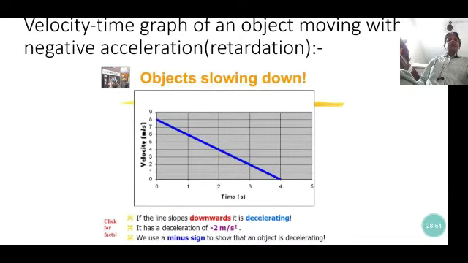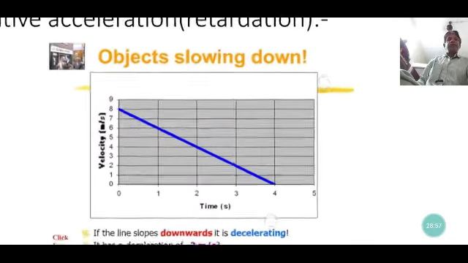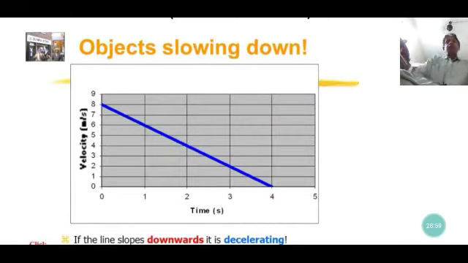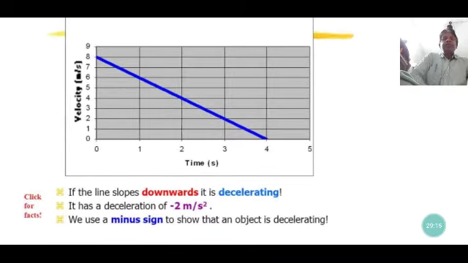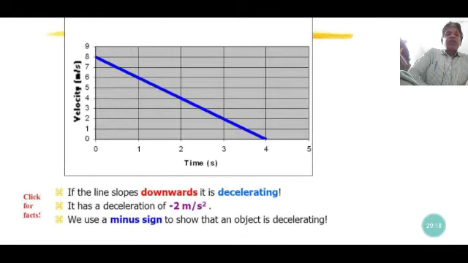the velocity time graph of an object moving with negative acceleration. When the velocity of an object decreases with time, then the acceleration of the object is said to be negative acceleration. Look here. If the line slopes downward, it is decelerating, and it has a deceleration, and that will be calculated here.